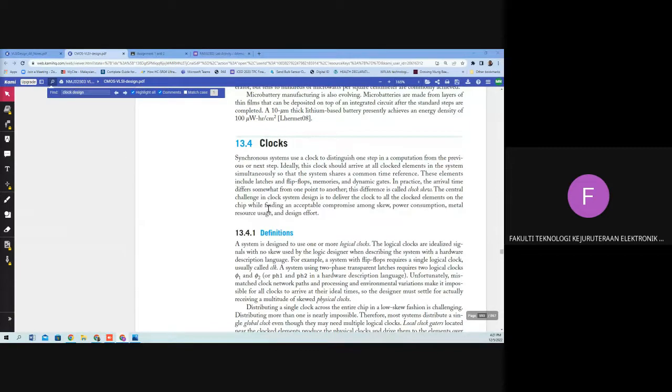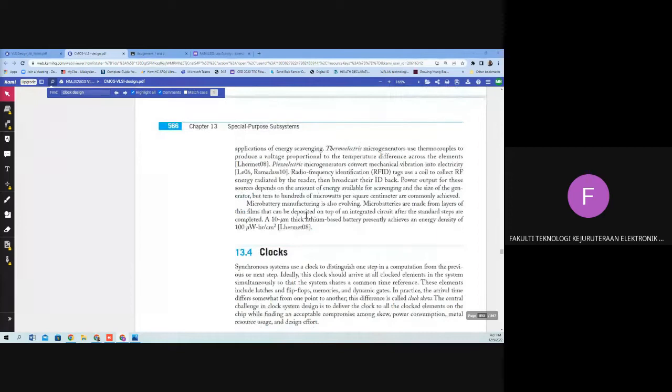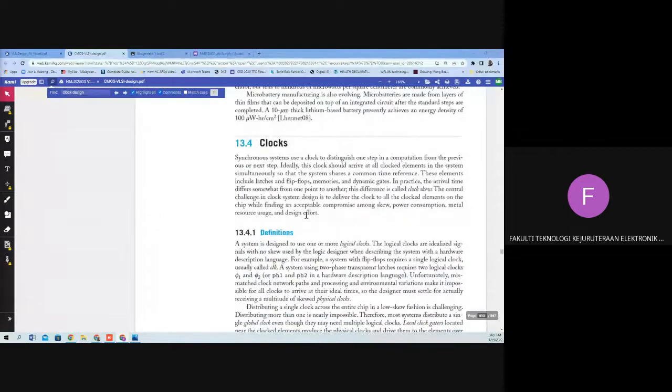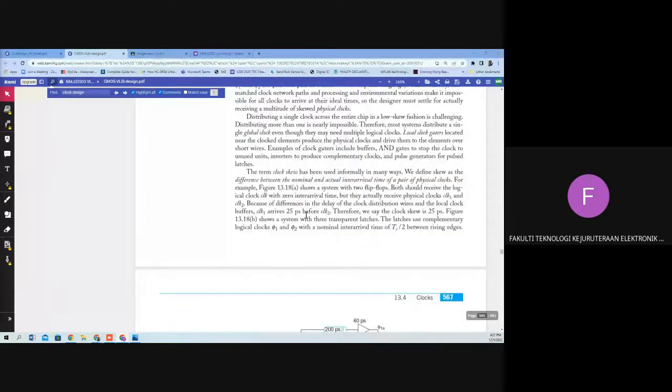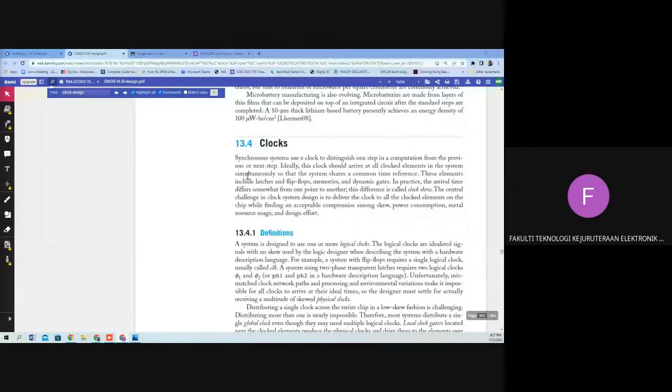So I give you all time to read on the chapter on clock. Okay, go to page 566. So what we will do, we will explore further on the clock design. Why is the clock so important in what we call basic design, right?